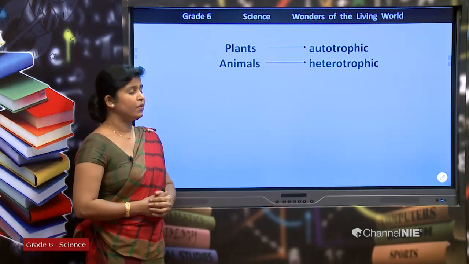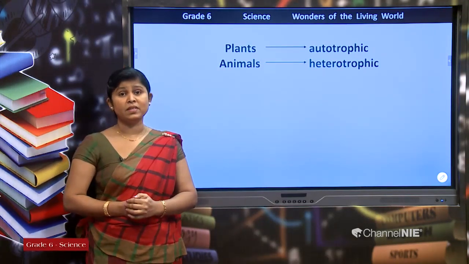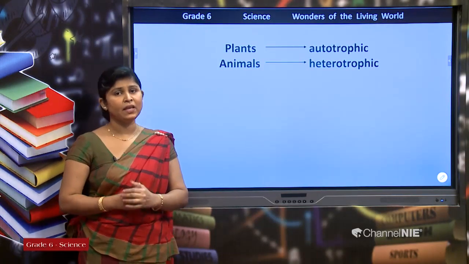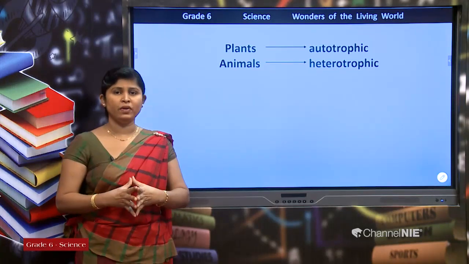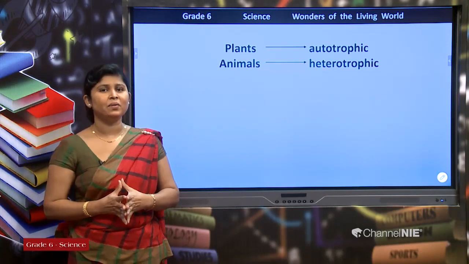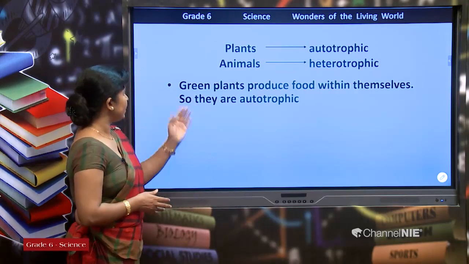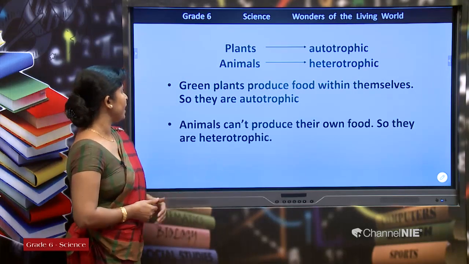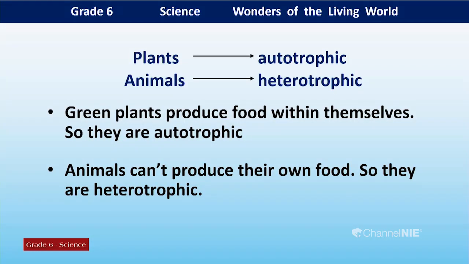But the animals cannot produce food. They depend on the food produced by the plants directly or indirectly. So, that is why we call the animals heterotrophic organisms. I think you can understand the difference between autotrophic and heterotrophic. Green plants produce food within themselves, so they are autotrophic. Animals can't produce their own food, so they are heterotrophic.